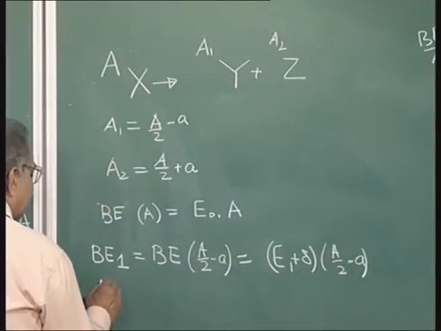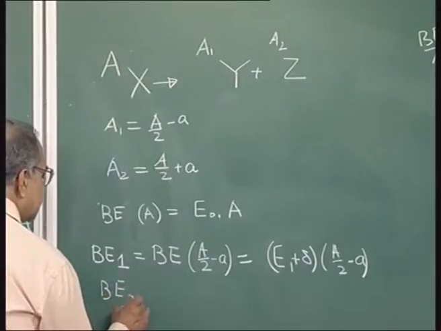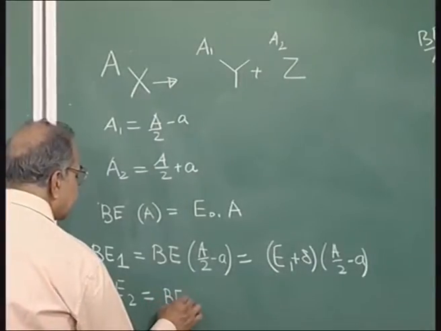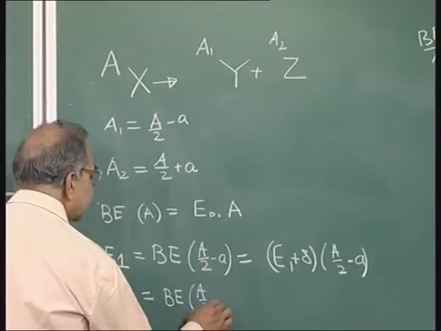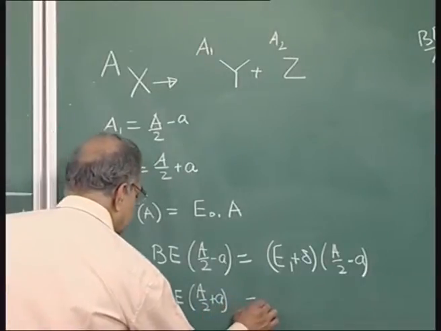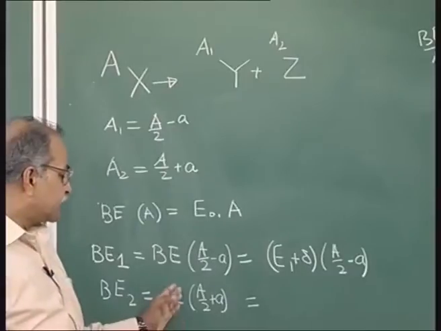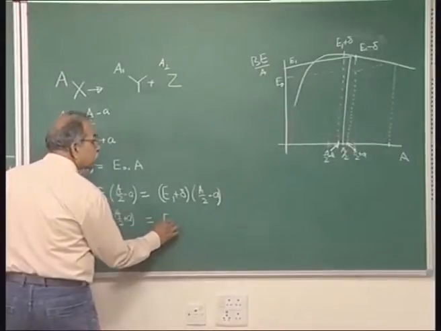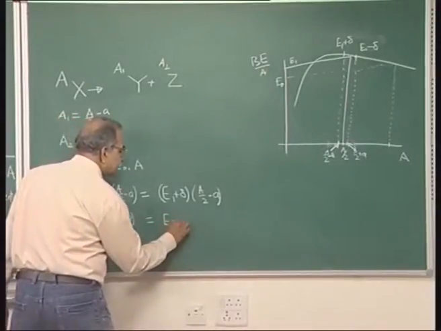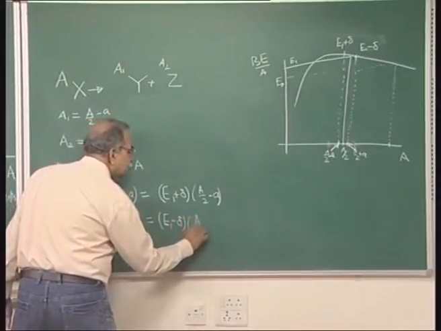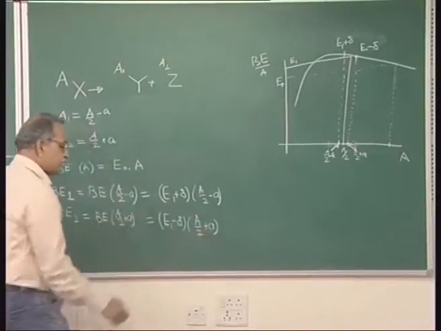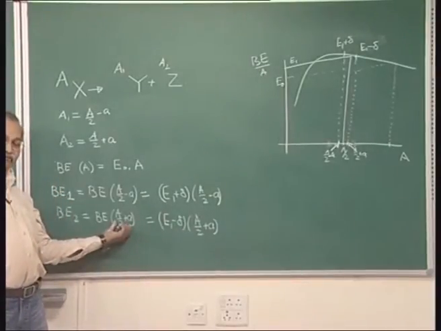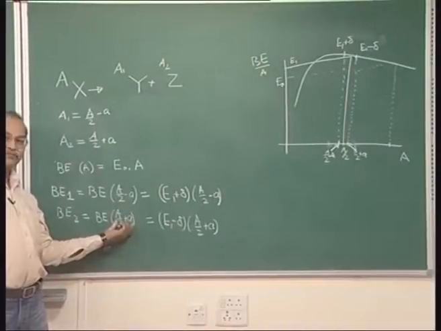And the binding energy of the second nucleus BE2, that means binding energy of this nucleus A by 2 plus a. How much is this? This will be binding energy per nucleon multiplied by the number of nucleons, E1 minus delta, and multiplied by A by 2 plus a, right. So, E1 minus delta, this is the binding energy per nucleon at this mass number, and multiplied by the number of nucleons, that is this.